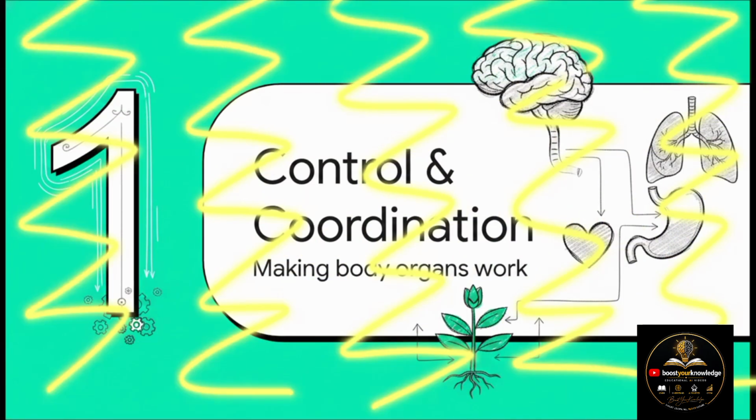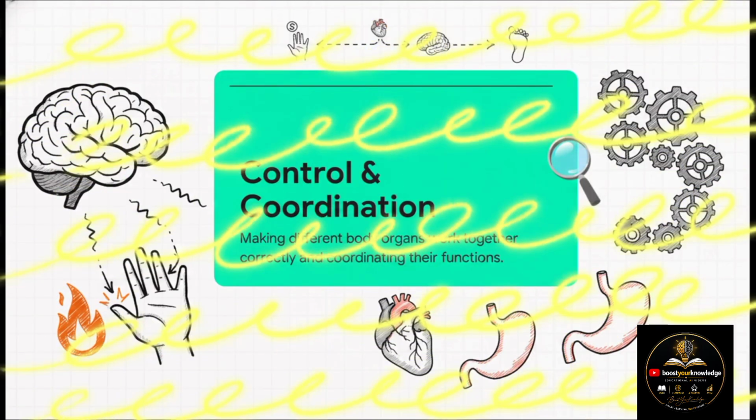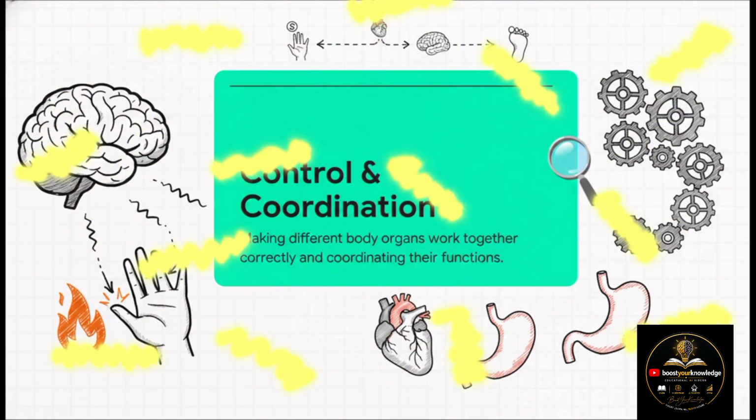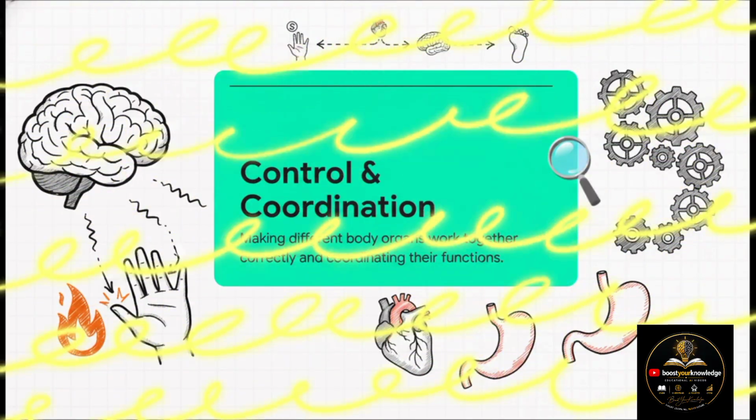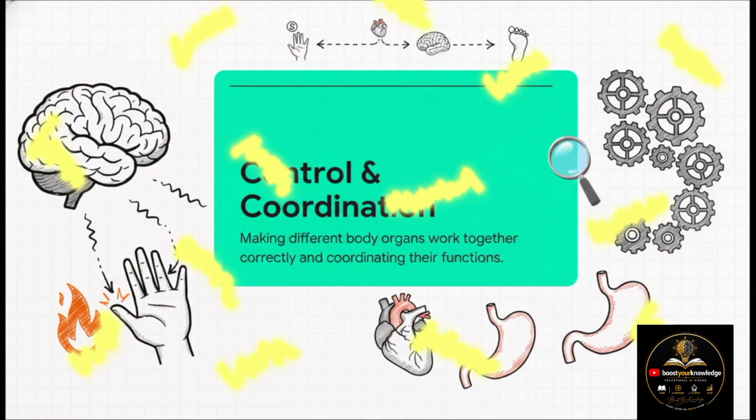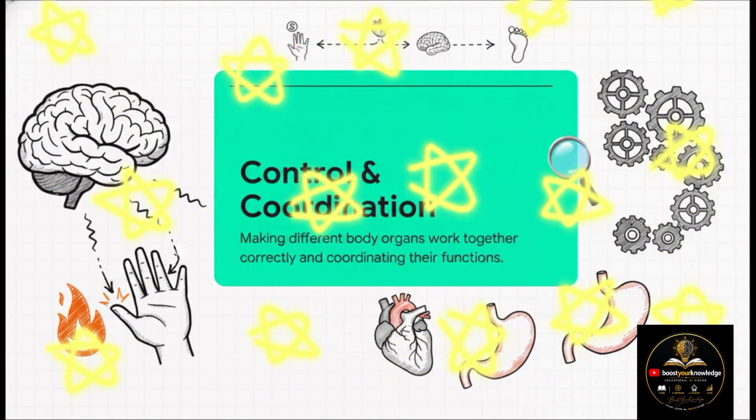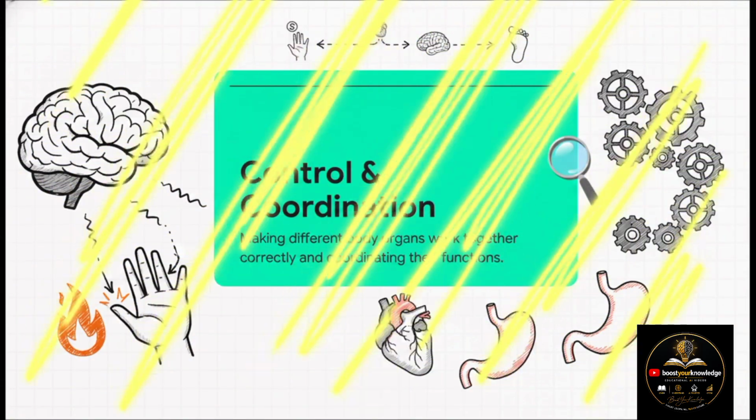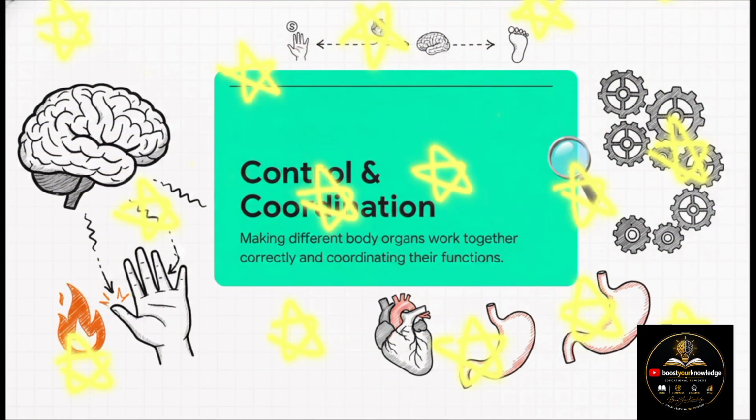All right, section 1, control and coordination. So the foundational definition we need to lock in is this. Control and coordination is the process of making different body organs work together correctly and coordinating their functions. Think back to that hot pan example. Your skin felt the heat, your arm muscles had to physically move, and a signal had to instantly connect the two. That seamless communication, getting all the different pieces of your body's hardware to act as one unified system, well, that is exactly what coordination is.